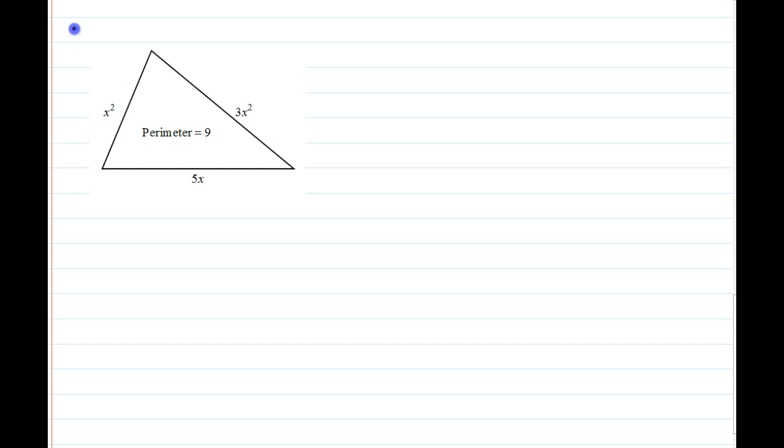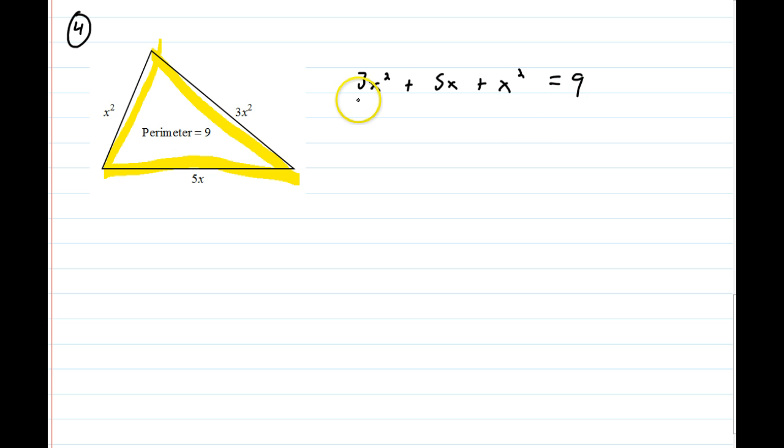So try 3b. Now we're going to solve this. And so it says it has a perimeter of 9. And so remember, to find the perimeter, you just add up all the sides. And so this is going to be a 3x squared plus 5x plus x squared. And it tells us our perimeter is 9, so we know this is going to equal 9. And so I have like terms that I need to combine, and so that gives me 4x squared plus 5x equals 9.